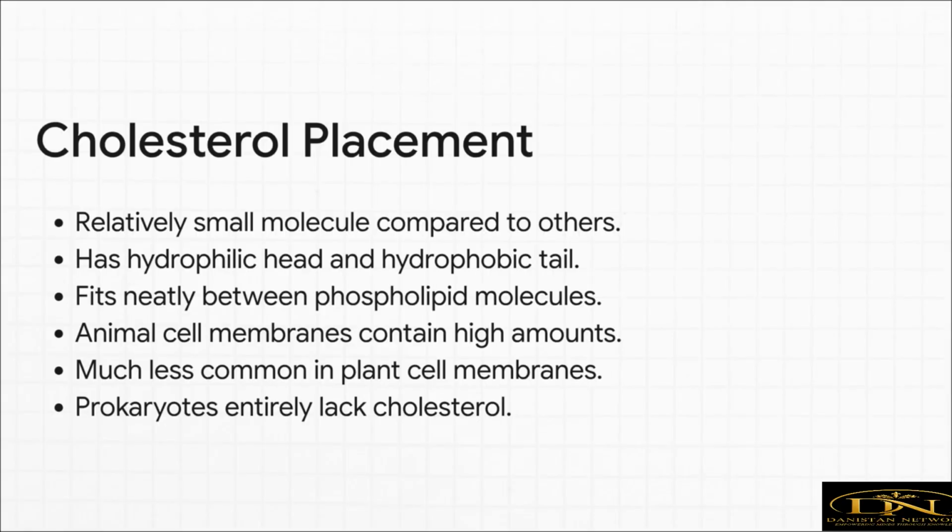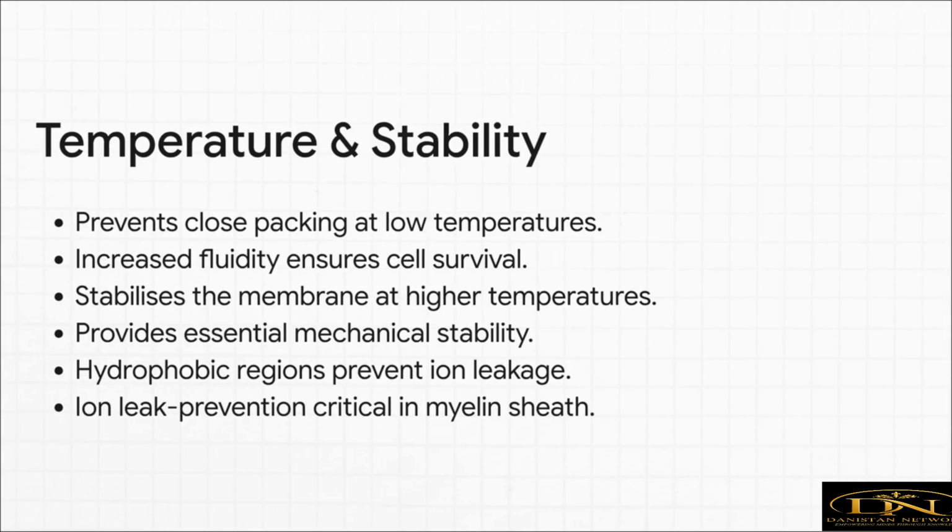What's really fascinating is how it's distributed. Animal cell surface membranes are packed with it, containing almost as much cholesterol as phospholipid. Plant cells, on the other hand, use it far less, and prokaryotes entirely lack cholesterol, relying on very similar off-brand substitute compounds to do the exact same job. So why do we even need it?